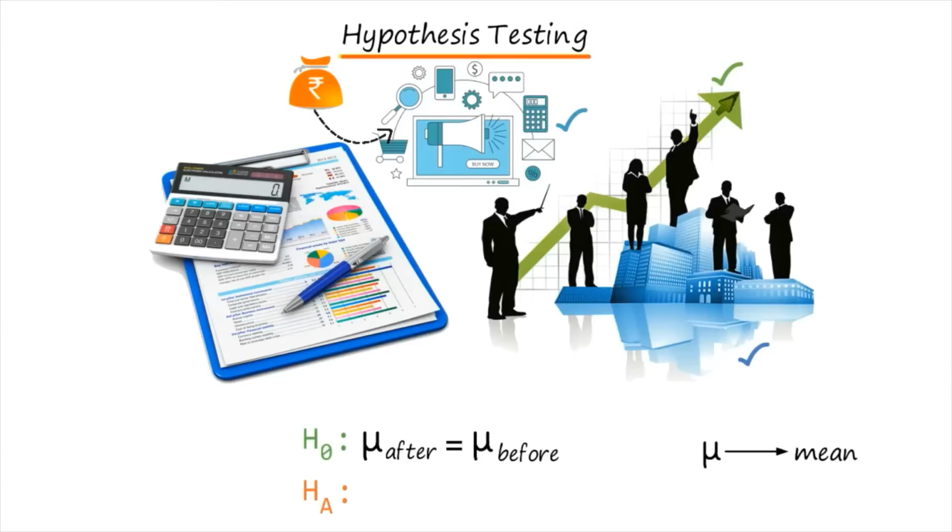And for the alternative hypothesis, I can write it like this: mu after greater than mu before. What is the meaning of this line? The mean sales increased after spending more on advertising. So my point is, whenever a particular problem is given to you, the first step is to find out what should be the statement for the null hypothesis and what should be the statement for the alternative hypothesis. So this is one problem formulation.